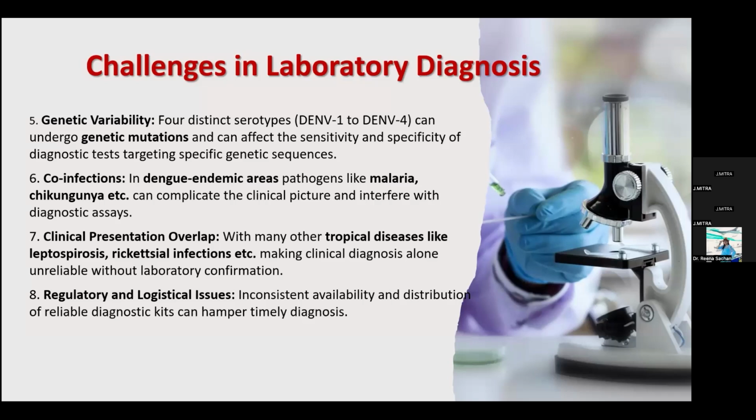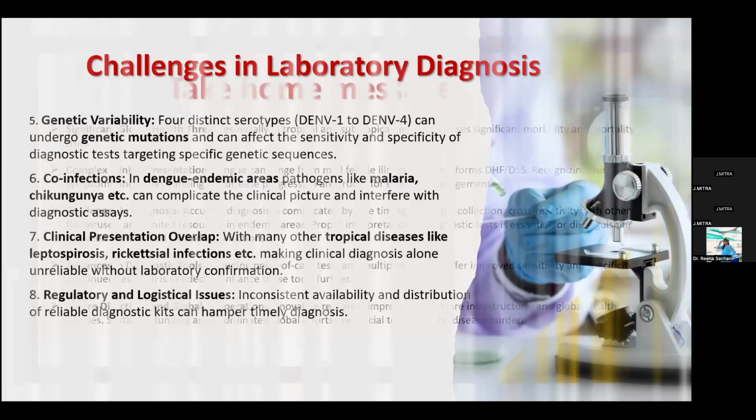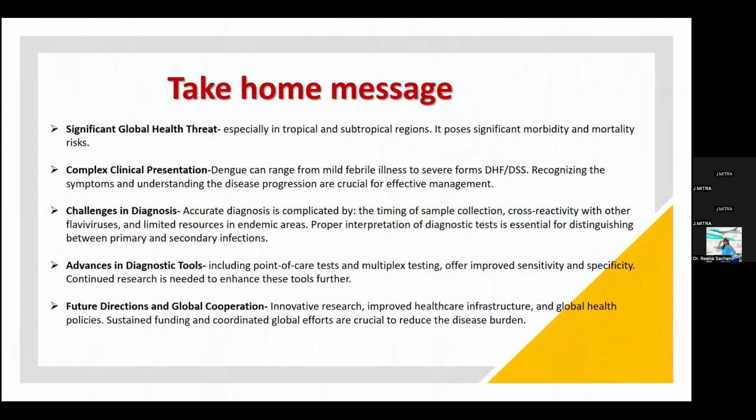Then regulatory and logistic issues are also very important, because if the supply of reliable diagnostic kits is not there, that can hamper the timely diagnosis of the patient. So the take home message is that we all know that dengue is a global threat, basically in tropical and subtropical regions, and there is a significant risk of morbidity and mortality.